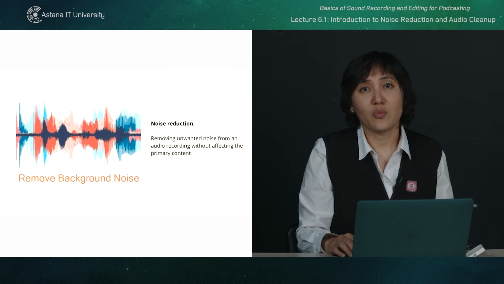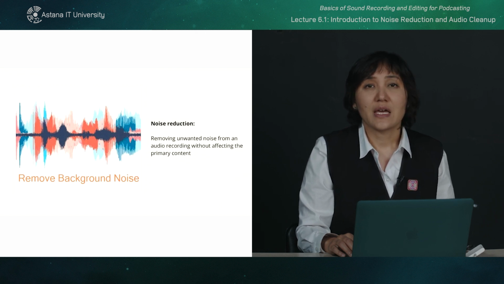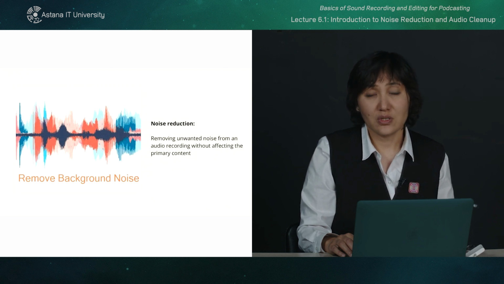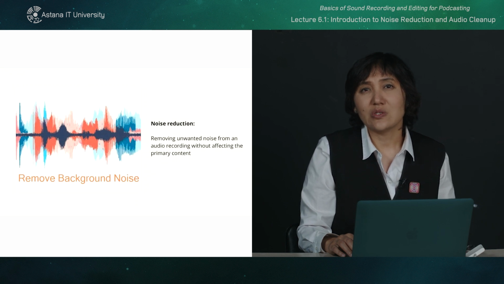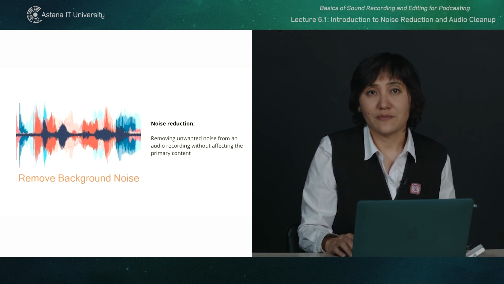This process is commonly done in two steps. Capture the noise print. Select a portion of the recording that contains only background noise, such as hums or ambient sounds. Apply noise reduction. The software then uses this noise print to filter out similar noise across the entire file.